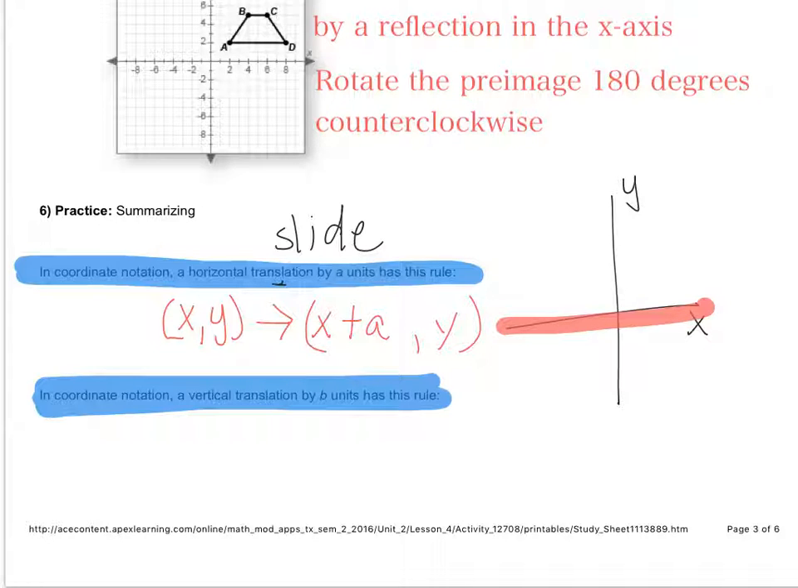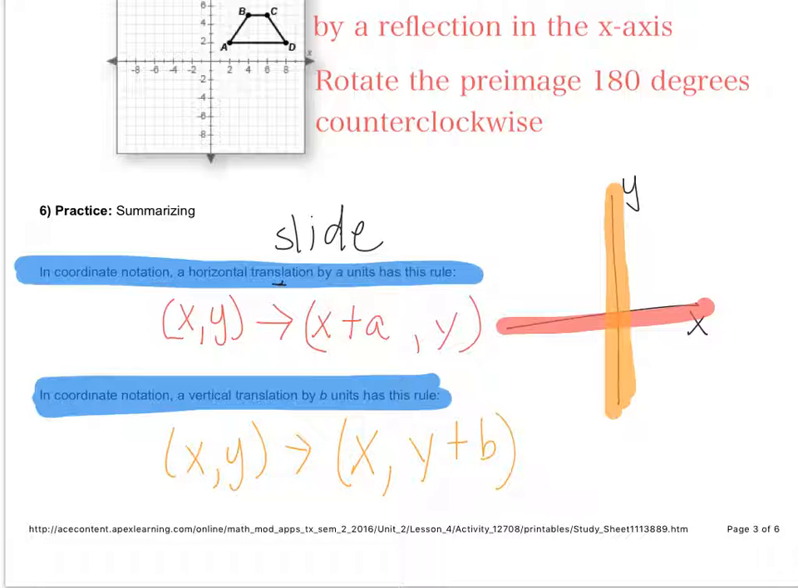Then we have in coordinate notation, a vertical translation by b units has this rule. What we're talking about is if I move something up or down on this orange line here. You'll start with your same x and y coordinates for some point. Notice with the orange line, the x value stayed exactly the same. We didn't move left or right. But when we move vertically, with the y value, we can either add or subtract b, some value. And we're going to put it in practice in just a moment.